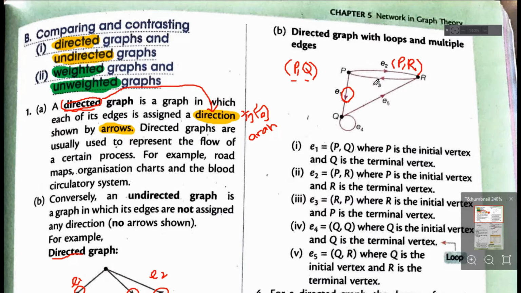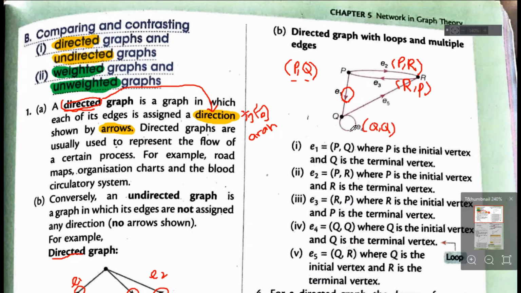How about E3? E3, the direction is here. So this is from R to P. So you have to write R first, followed by P. For E4, this is a loop. Okay, for loop, we start from Q, ends at Q. So you just write QQ.